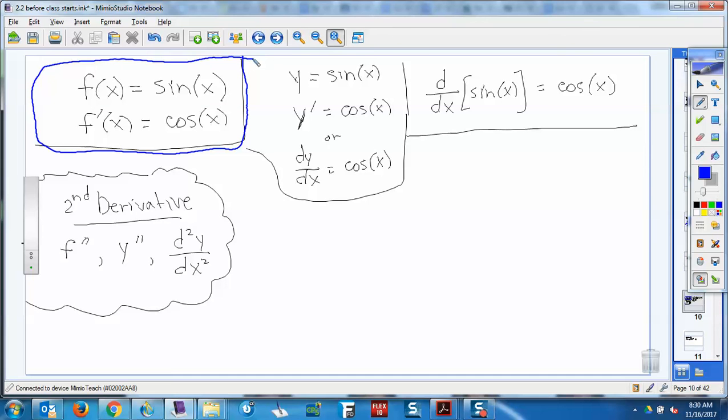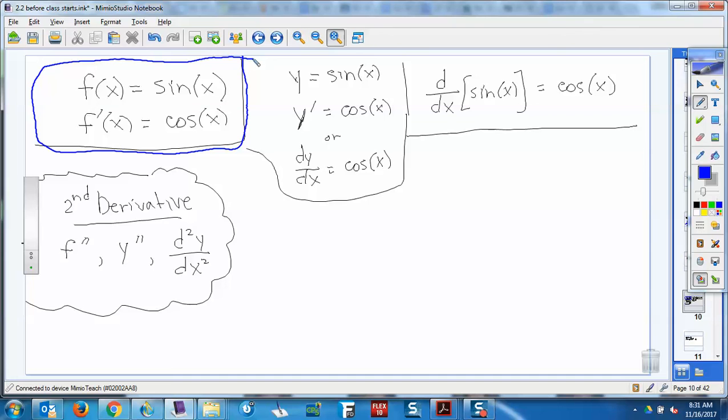What's another function where we know its derivative equation? E to the x. It's its own derivative, right? If f of x is e to the x, its derivative is e to the x also. So that's another one we already know.